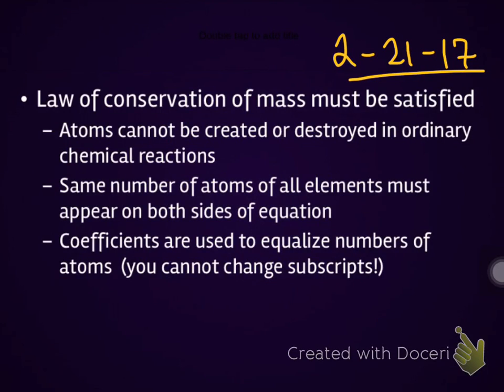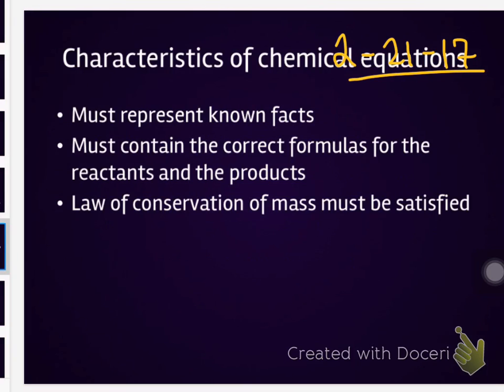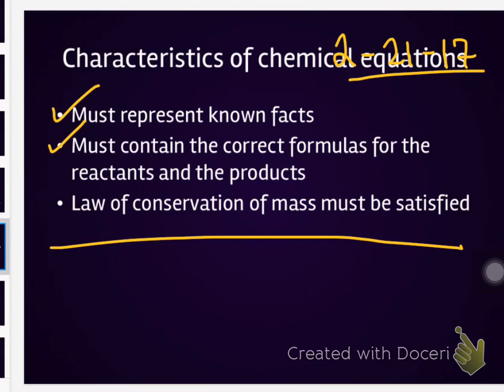Okay, so we're talking about chemical equations and chemical reactions, and we had talked a little bit about the first 2 points here. We had talked about the fact that a chemical equation has to represent known facts and has to have the correct formulas for the reactants and products. And so the last thing we were going to talk about under this was that the law of conservation of mass has to be satisfied.